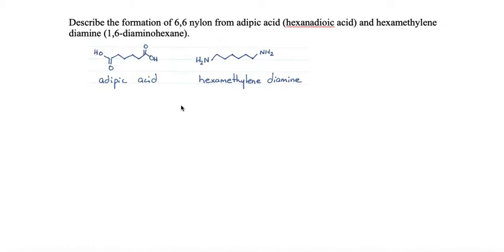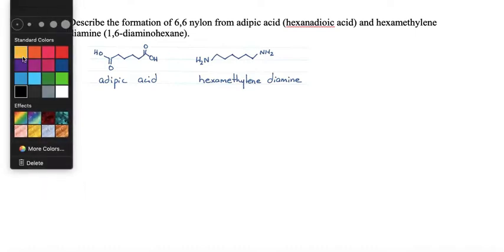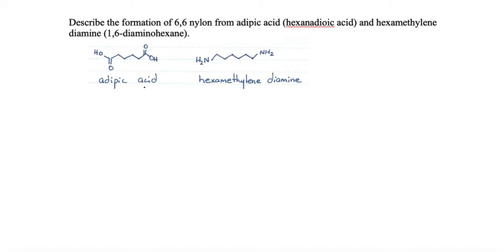This one uses the line system, the geometric formulas, because the two monomers are quite large. As you can see, there's 6 carbons in between each functional group. So we use the line system just because it's a little bit easier, makes it a little bit faster when drawing out the structures. You can, of course, use structural formulas if you find that a bit easier. There's certainly nothing wrong with that.